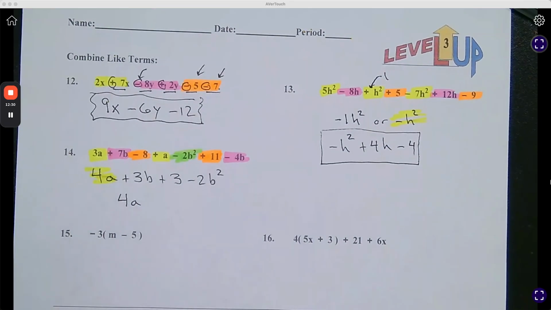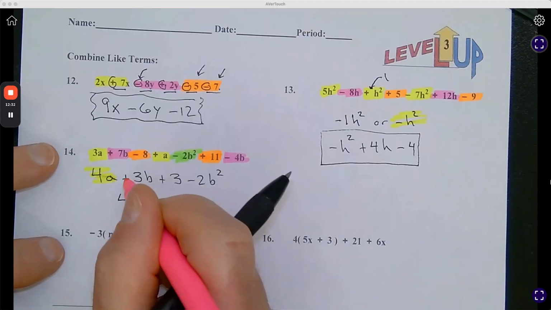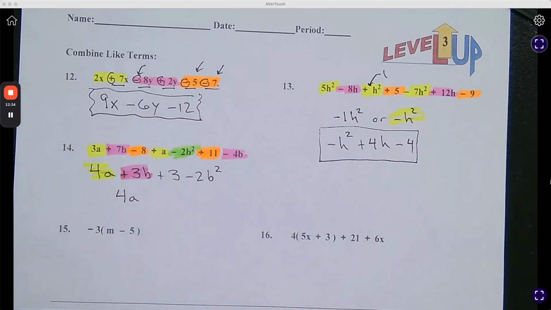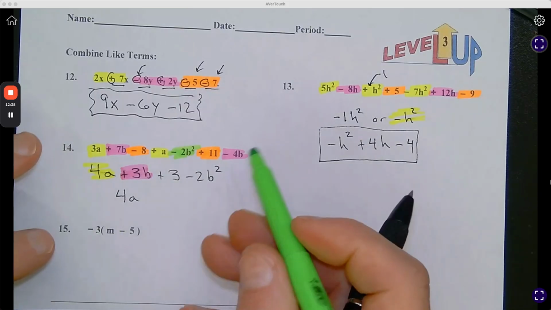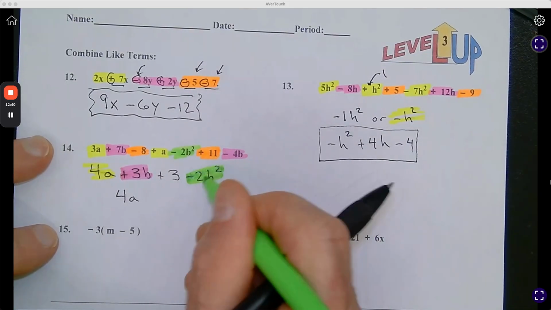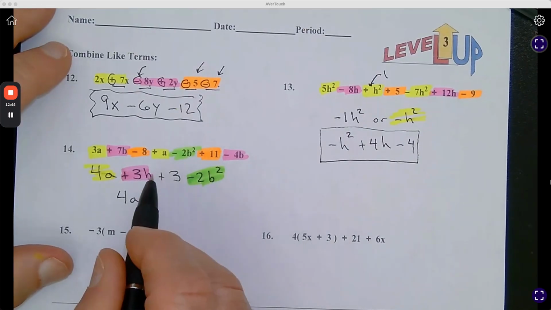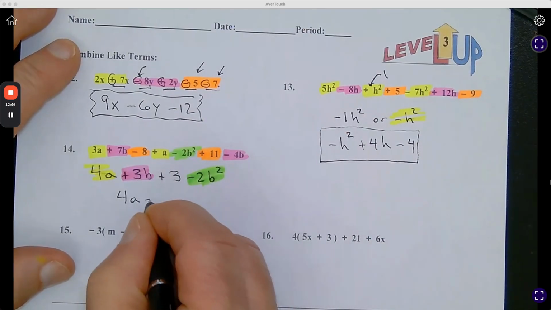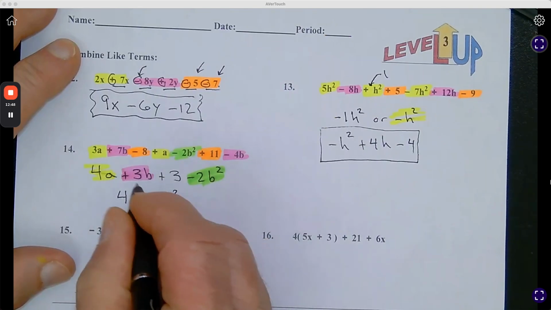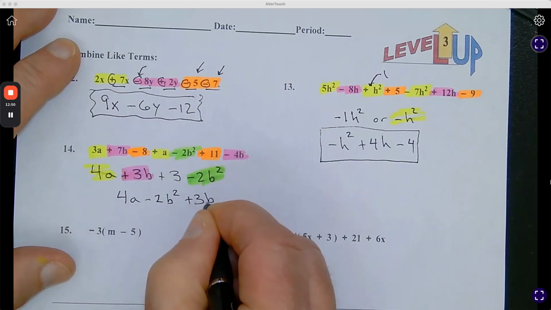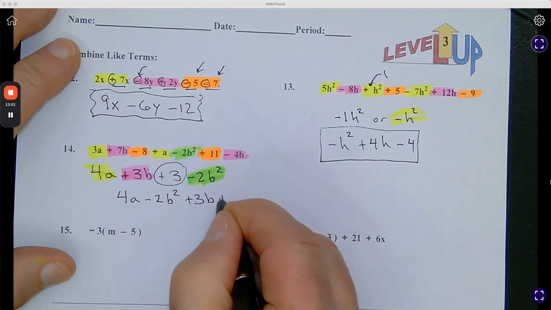Now notice that we have these B's and these B squareds, right? Because they have the same variable, I have to look at the exponent. That exponent is greater than that exponent. So that term comes next. Then that term, and then the constant is always last.